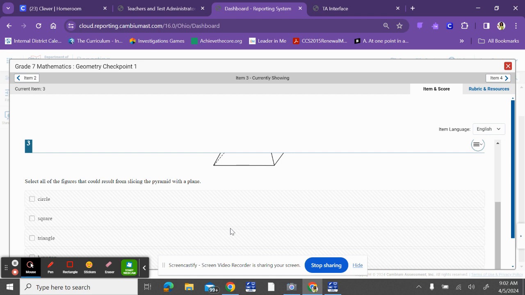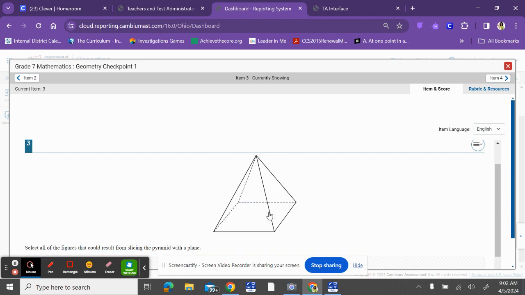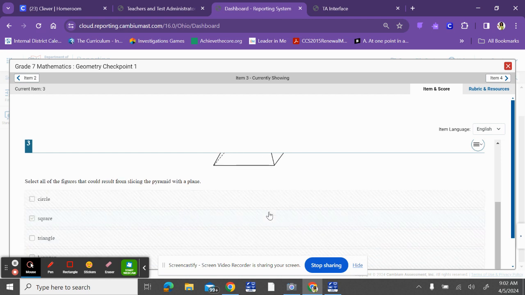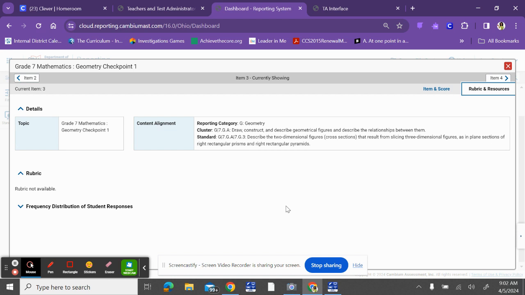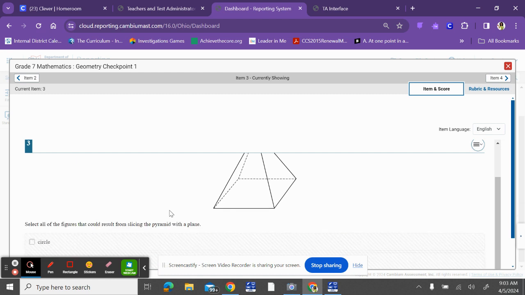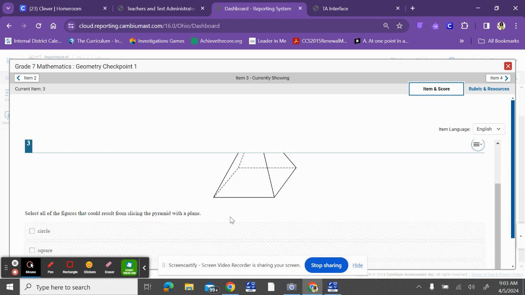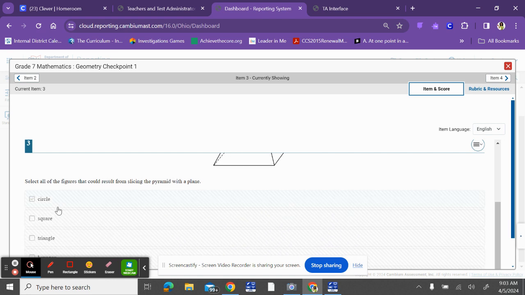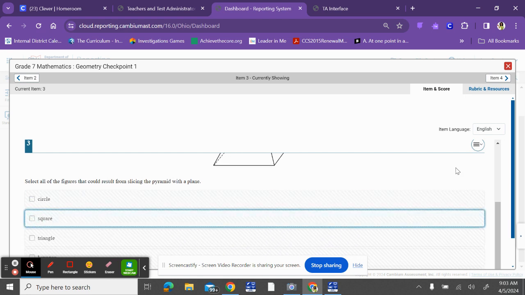So whatever cross section you see in any of the cross sections you want to take is what they're expecting you to answer. Okay, that's okay. So I know if I cross it this way, this is straight from the book, it's going to be some type of rectangle or square. Well, actually, it says a square pyramid. So I would select square.